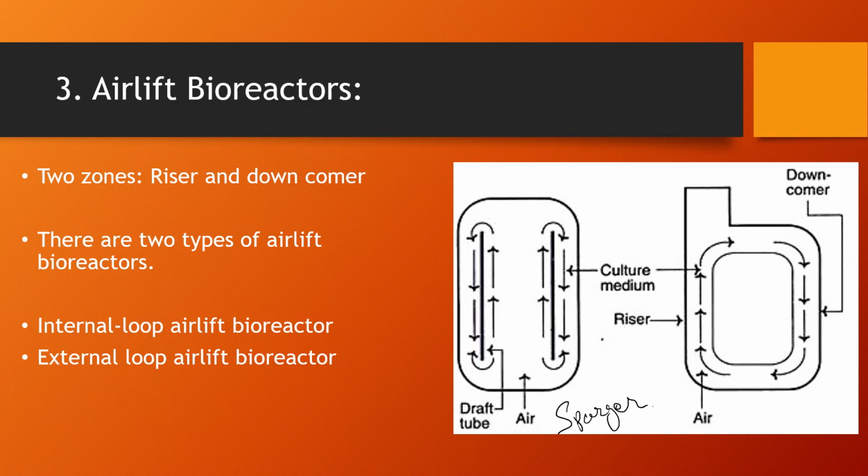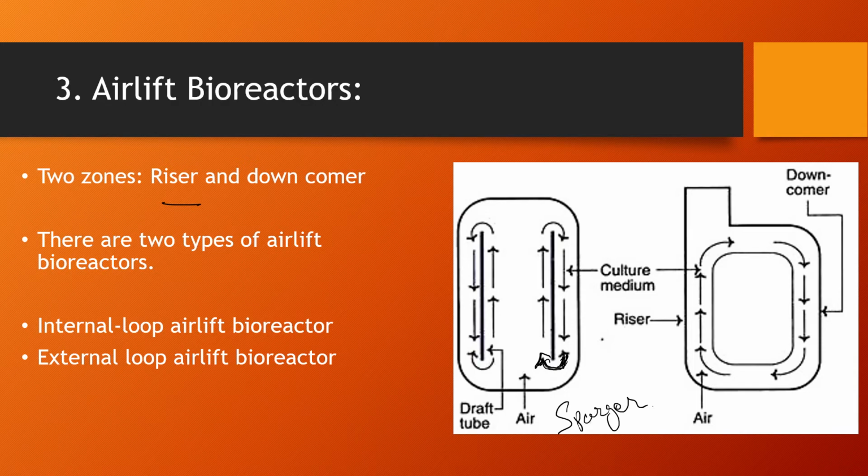So there are two zones. What are the two zones? One is the riser zone, where air is rising up, and along with the air the medium is rising up, and the other is the downcomer. So here the air is coming down, and along with that the culture medium is coming down. Once it is coming down, then again it is going up. So it is moving continuously like this. This kind of motion occurs.